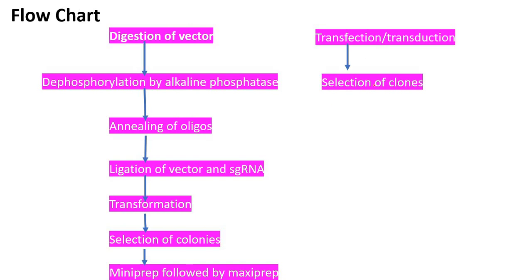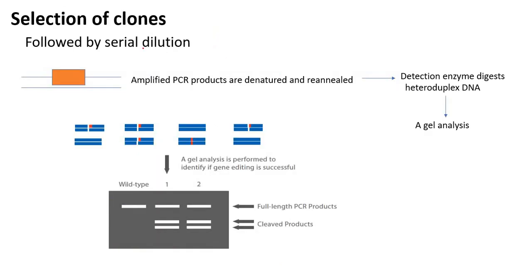So once you have the single cell and the single cell has formed colonies, then you isolate the DNA from those colonies and amplify the DNA with your primers that are against your target gene, denature and renature. And then there is an enzyme that will cleave only if there is a heteroduplex DNA. Heteroduplex DNA means one strand is wild type and one strand is mutated. Here this is mutated, this is wild.